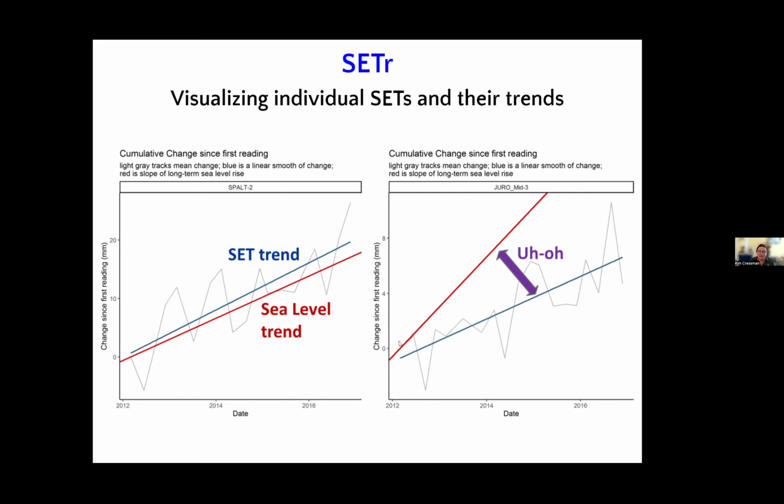Now, I will note that this red is the slope of long-term sea level rise, and as others have mentioned, shorter-term sea level rise is higher than long-term, so that is something to think about. And we do provide analyses both ways, just this illustration as long-term.